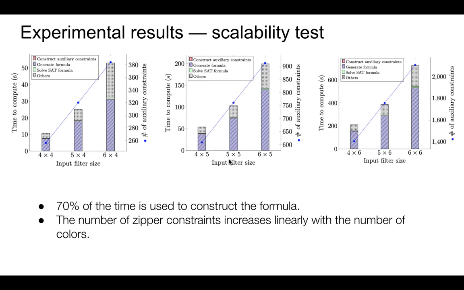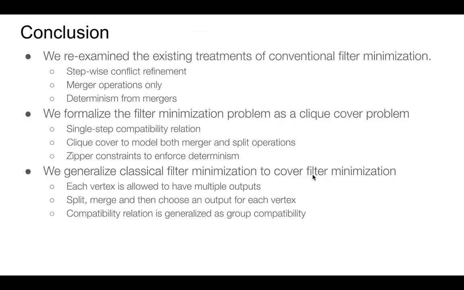As a conclusion, we re-examine the existing treatment of classical filter minimization, and we find out that both mergers and splits are necessary to find a minimizer, and we need to enforce determinism explicitly. We propose a single-step compatibility relation and use a clique cover to model both merger and split, and we also use zebra constraints to enforce determinism. Now the filter minimization problem is converted to a search problem on a minimum clique cover that satisfies some property.